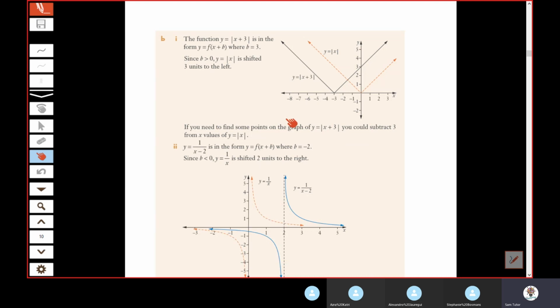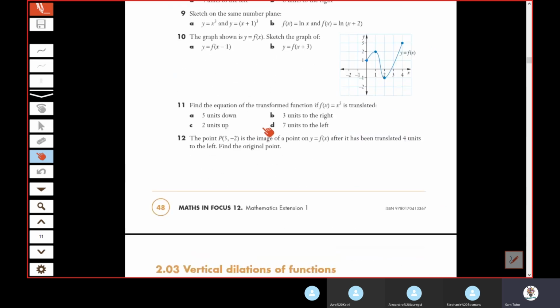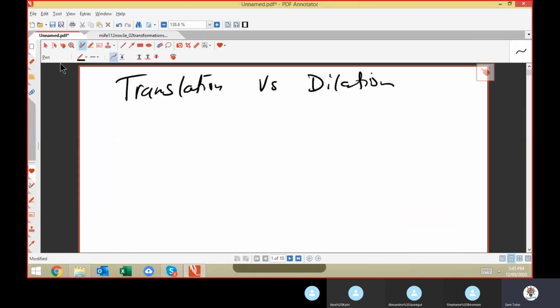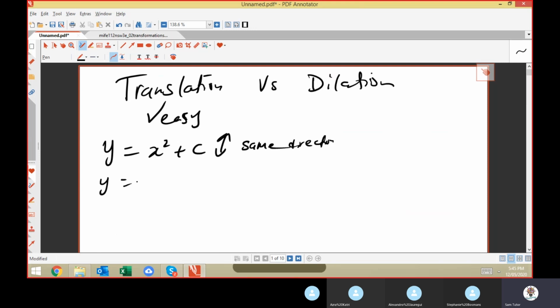So translations, easy. Vertical and horizontal translation. It's what we know. So I just think of a basic parabola. y equals x squared plus c, go up and down, same direction. Now y equals x plus c, squared, go left and right, opposite direction. So translation is pretty much what we know it as from year 10, year 11, year 12 now.